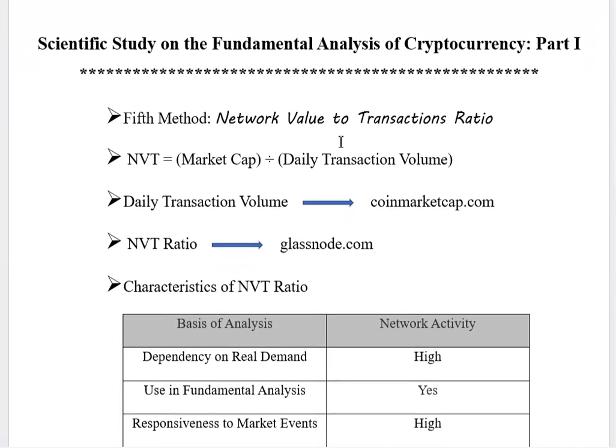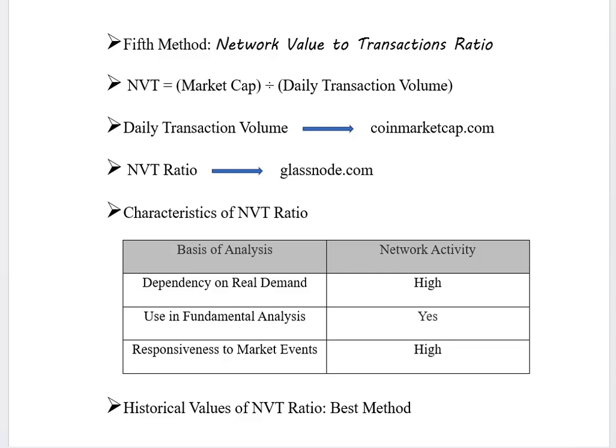Okay, the next method. The next metric for the fundamental analysis of cryptocurrencies is the network value to transactions ratio, the NVT ratio. This metric is calculated by dividing the cryptocurrency's market capitalization by its daily transaction volume.